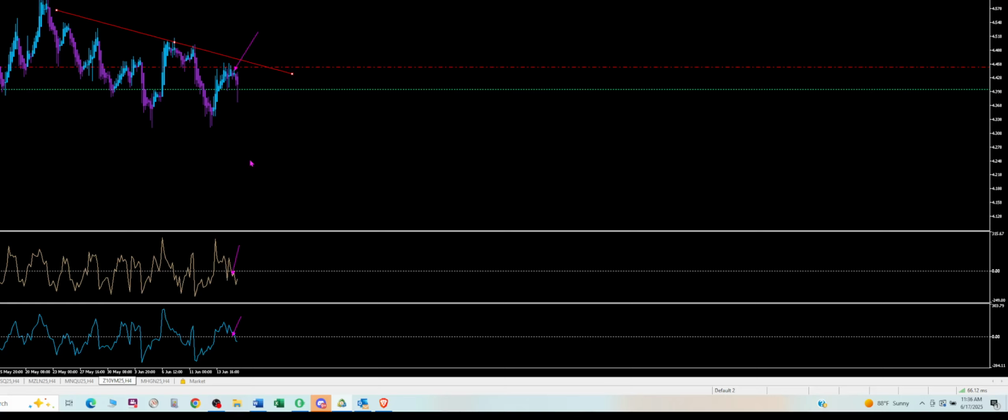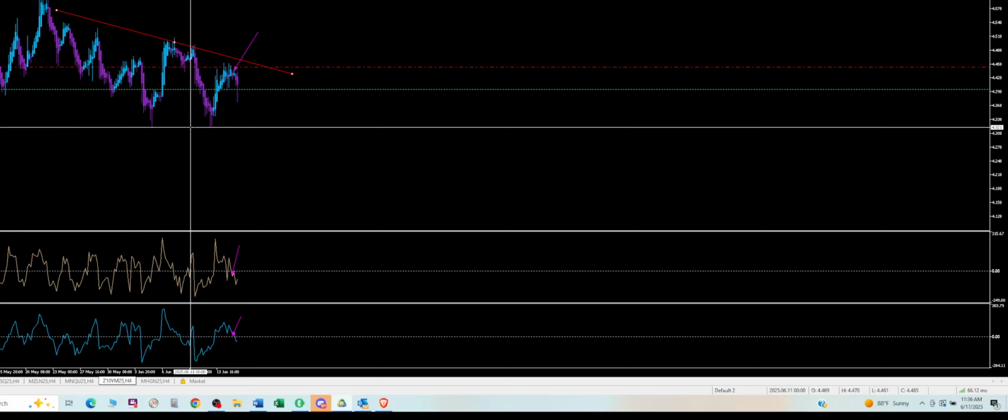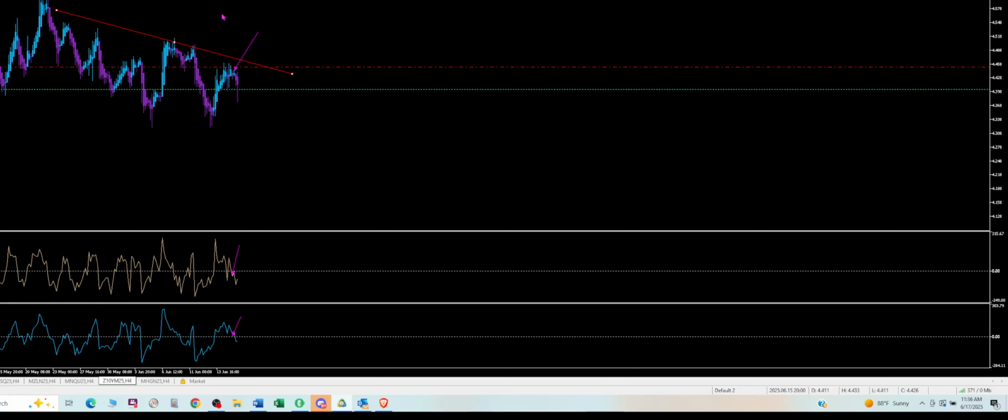You can see, this was the only thing that made me a little hesitant taking this short, because again, we have equal lows here, which suggests that the sellers kind of ran into a brick wall right here. And potentially we could turn and go back up. Okay, so if this structure holds and we move lower, great.